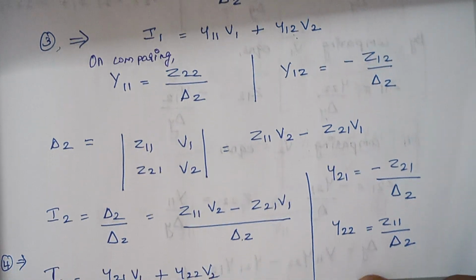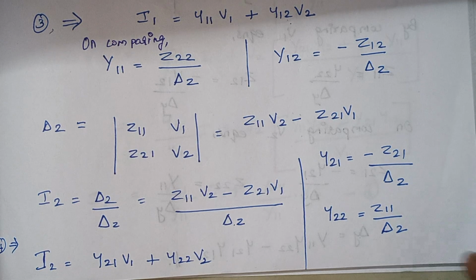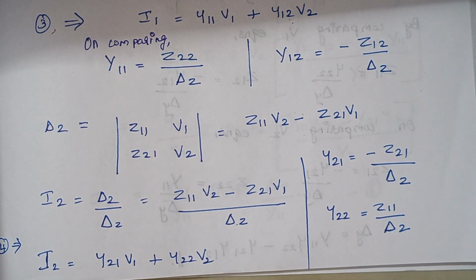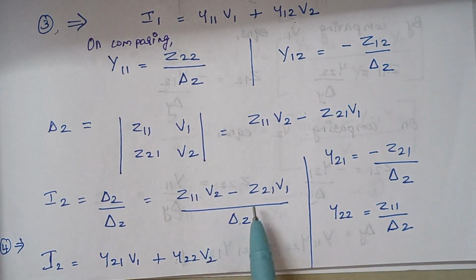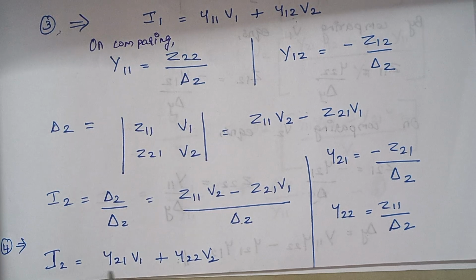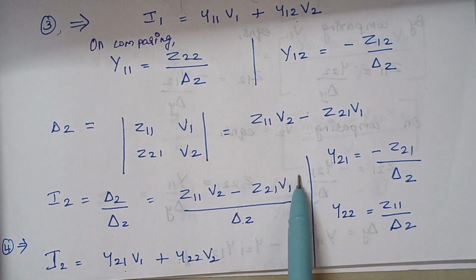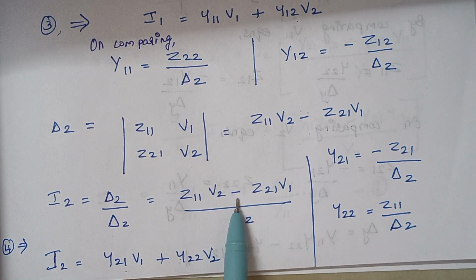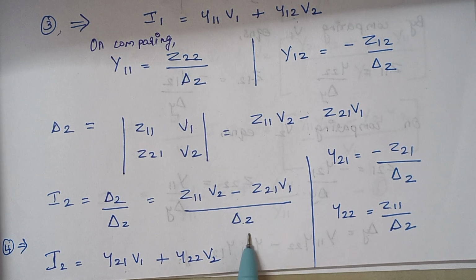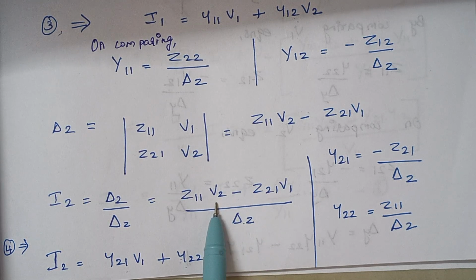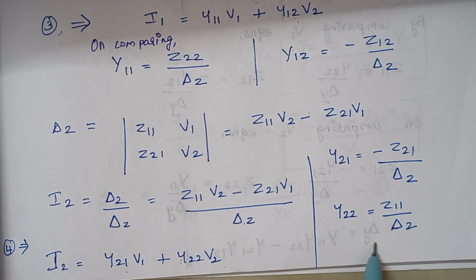And this is our original equation, again I2 in terms of V1 and V2. When you compare and write, you see here the coefficient of V1 is Y21 and here the coefficient of V1 is minus Z21 by del Z. So just write it. Similarly, the coefficient of V2 is Y22 and here the coefficient of V2 is Z11 by del Z.